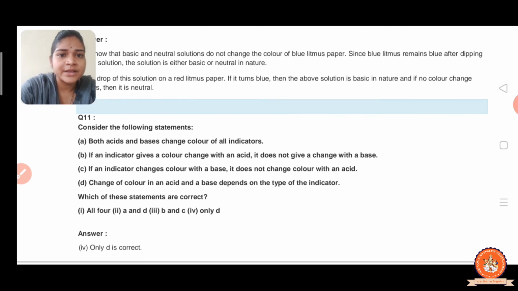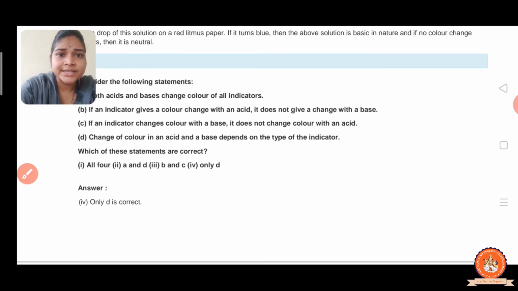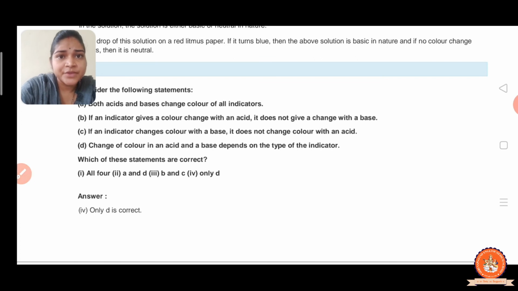Question number 11, the last question. Consider the following statements. There are mainly four statements given to you. Out of them, which statement is right? You have to give the answer. First one: both acid and base change the color of all indicators. No, sometimes they do not change it. So the first one is wrong.